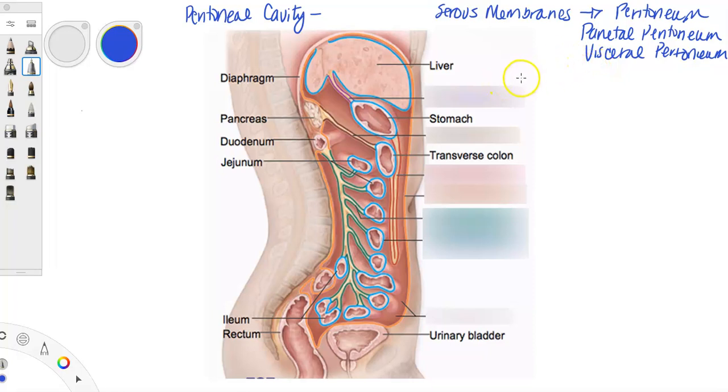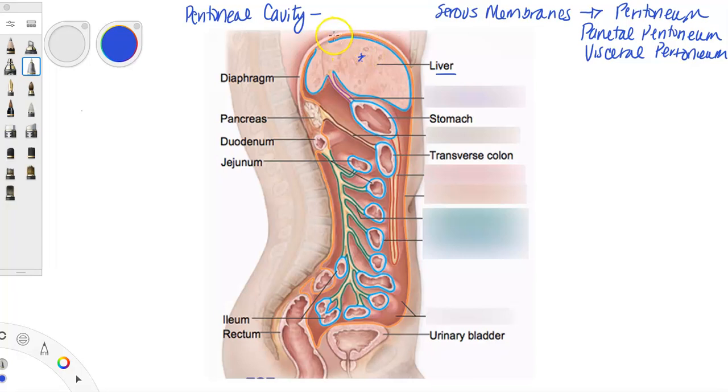And remember that these membranes are continuous. They create a space. That space has fluid in it, serous fluid. And basically, within this cavity, it really just helps to keep friction down from the organs that are rubbing up against each other, right? So if I start up here, this is the liver, this thing here. So we know this is the liver.